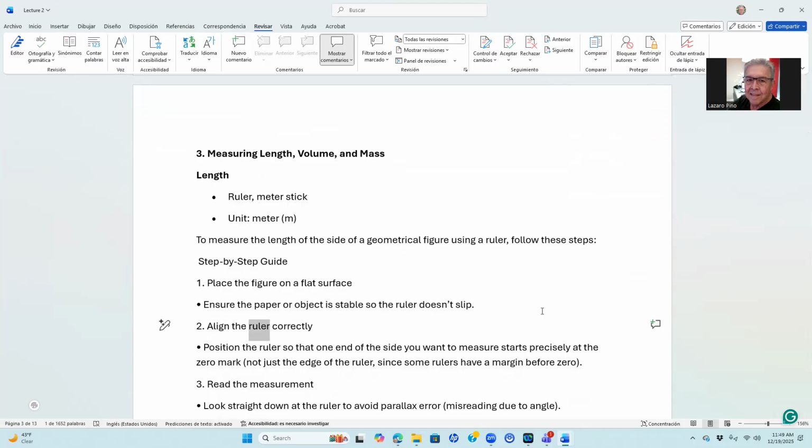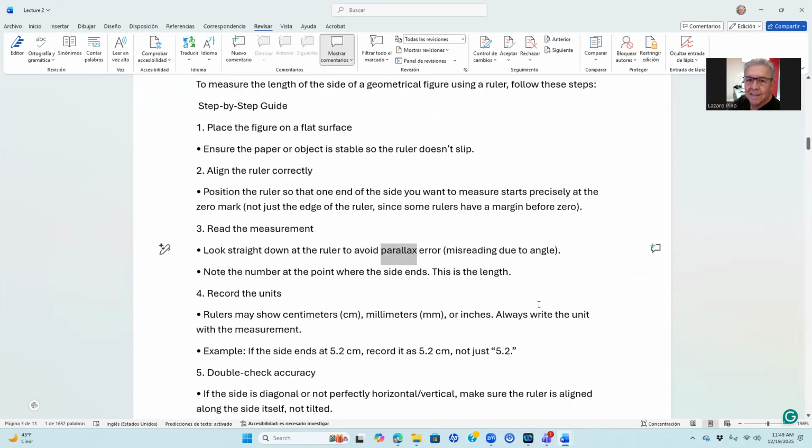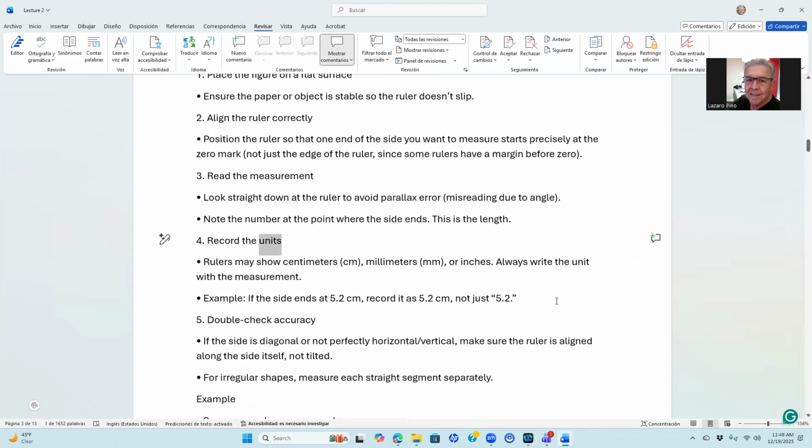2. Align the ruler correctly. Position the ruler so that one end of the side you want to measure starts precisely at the 0 mark, not just the edge of the ruler, since some rulers have a margin before 0. 3. Read the measurement. Look straight down at the ruler to avoid parallax error, misreading due to angle. Note the number at the point where the side ends. This is the length. 4. Record the units.